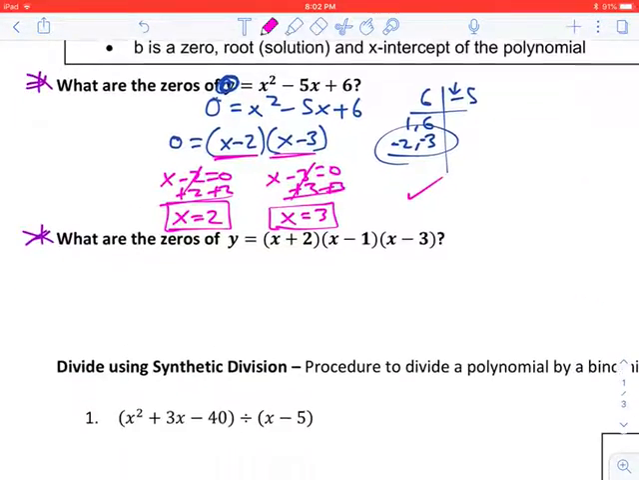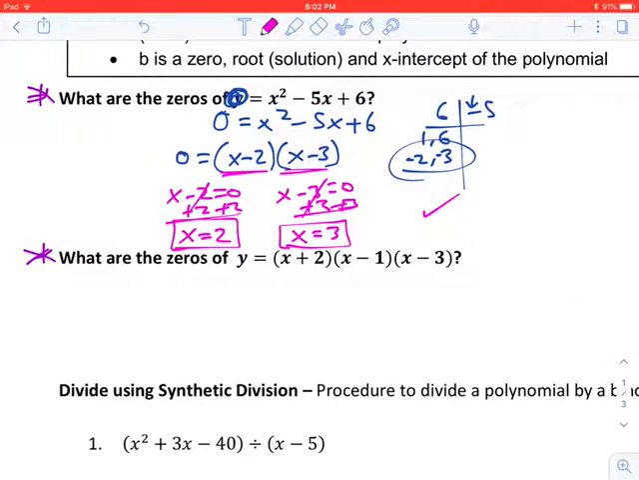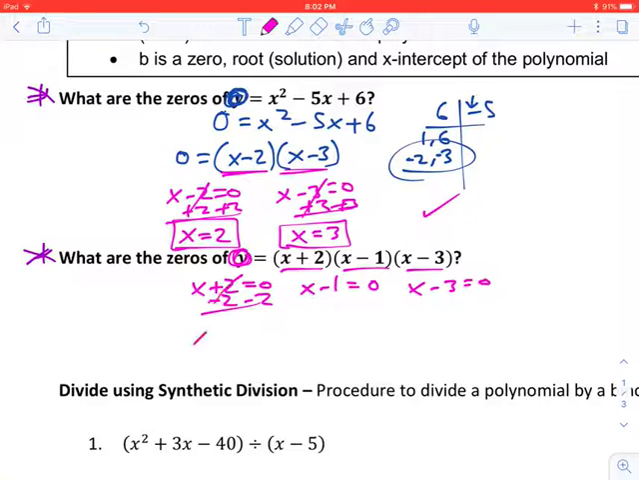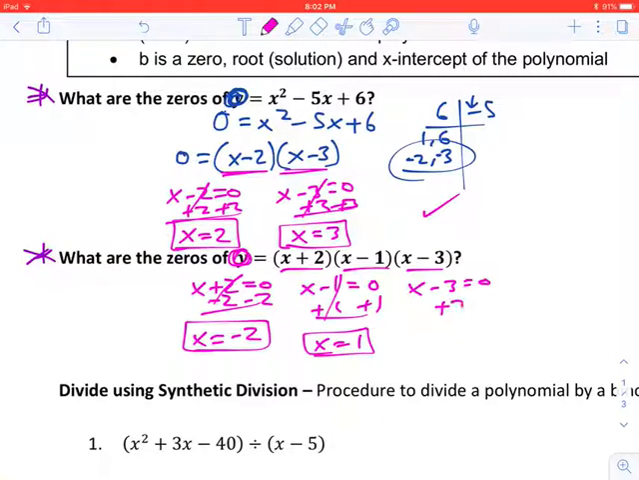Okay. In this case, this is a good example of where it's not just two answers, it's 3. But lucky for us, it's already factored, so we can just set those equal to 0 again. So x plus 2 equals 0, x minus 1 equals 0, x minus 3 equals 0. And we solve. Subtract 2, x equals negative 2. Add 1, x equals 1. Add 3, x equals 3. And there's our three answers.